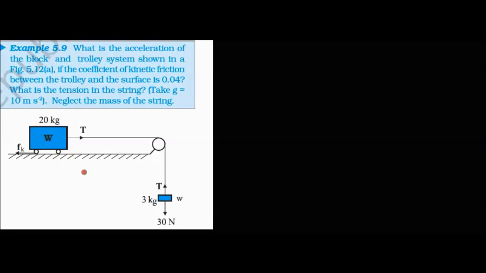In the previous problems that we did, the two ends of the string were not attached to two blocks. Here the two ends of the string are attached to two blocks. We have to find out the acceleration of this block and trolley system and the tension developed in the string. Here we have to note one important sentence given in the question, that is, we have to neglect the mass of the string.